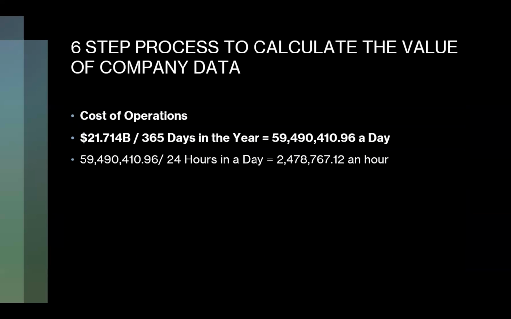Operating costs in 2020 were $21 billion. Dividing that by 365, we can see that it costs almost $60 million a day, or almost $2.5 million an hour, to run operations. So if at any point the data is not available and we're not able to move operations, we're looking at almost $2.5 million an hour that the organization could lose.